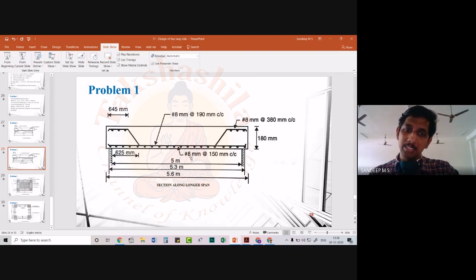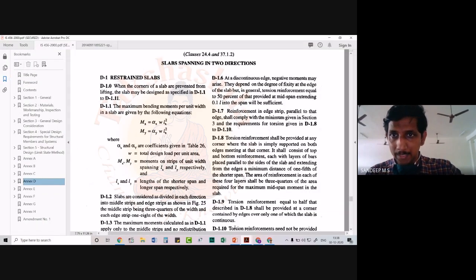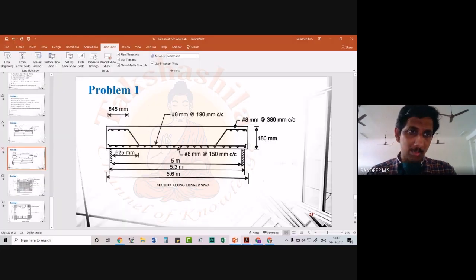Again this is based on the condition that at a discontinuous edge, negative moments may arise. They depend on the degree of fixity, and in general, tension reinforcement equal to 50% of that provided at midspan, extending to a length of 0.1 L into the span, will be sufficient. That much should be provided to take up the negative moments that may arise. So that is what the code is suggesting. That is the reason why we will be providing a double spacing at the support. So that is one thing.